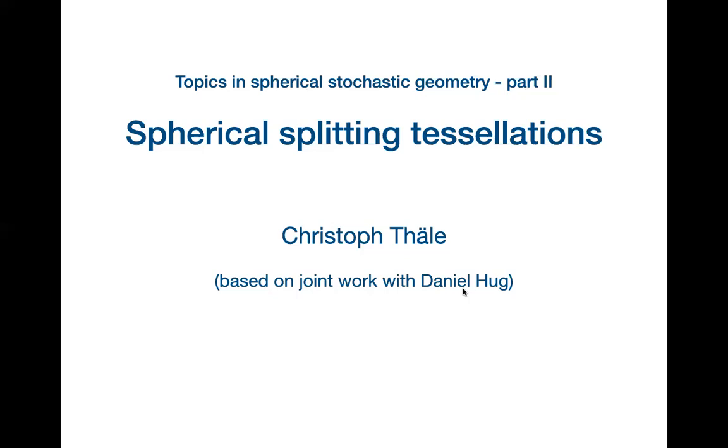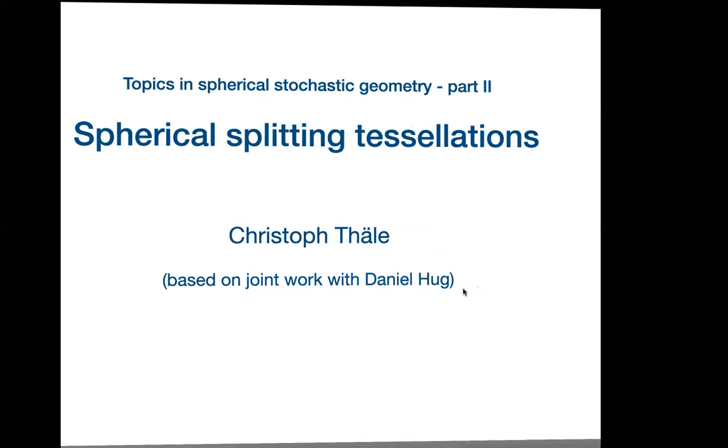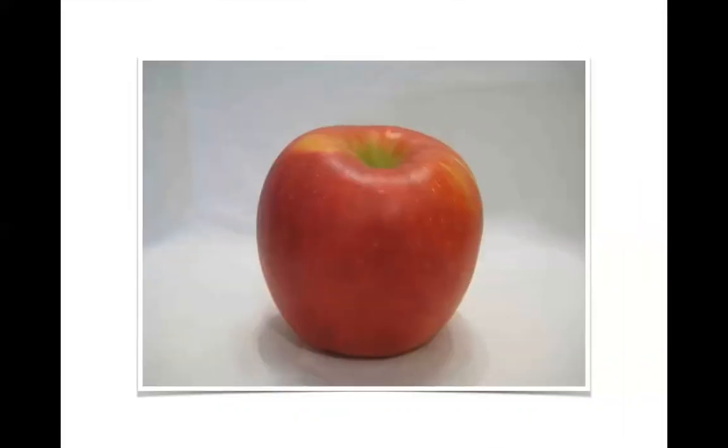I would like to discuss with you a very important problem for mathematicians, namely how should probabilists cut an apple. So imagine that you are hungry and you have an apple and you would like to cut it, and you don't know how to do it and you are a probabilist. What could be a good choice?